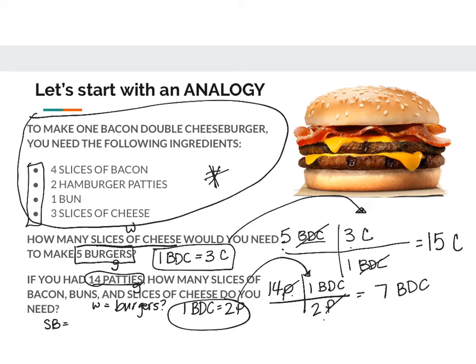I would do 7 times the 4 for my one bacon double cheeseburger, so that would give me 28 slices of bacon. For the hamburger patties, we already know that's going to be 14. For the buns, I need 1 bun, so I'd have 7 times 1, which is 7, so I need 7 buns. And then for slices of cheese, I would need 7 times 3, and that's going to be equal to 21 slices of cheese. Now keep in mind that I got this information from my original recipe.